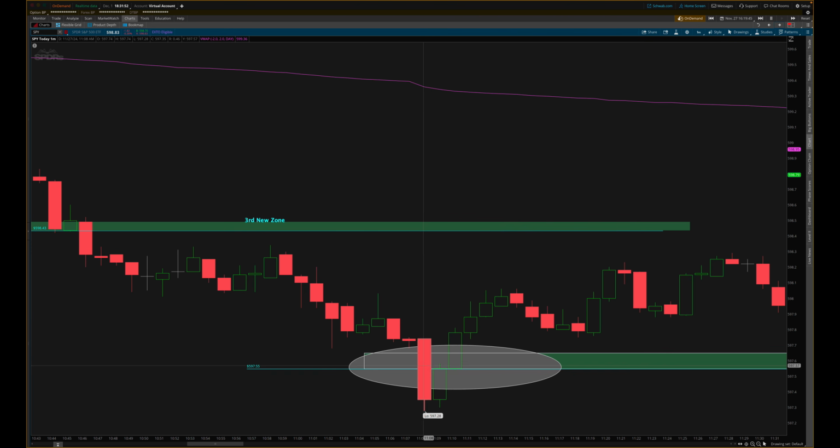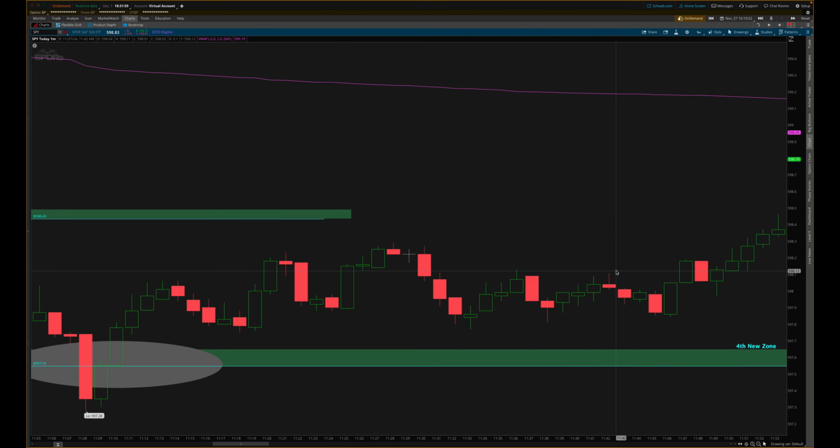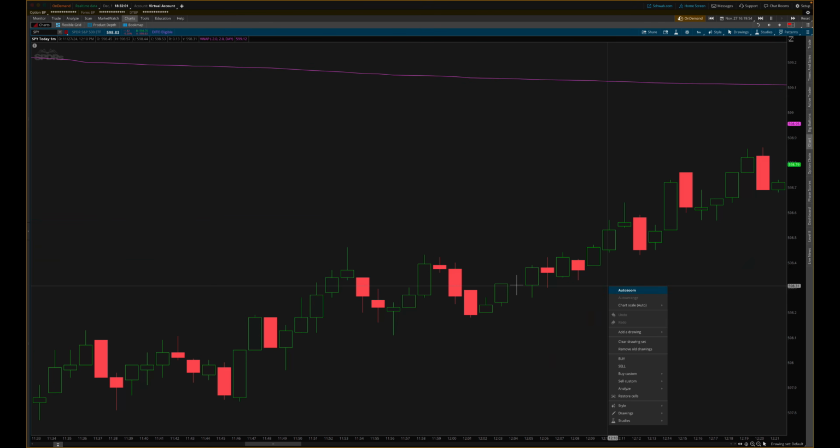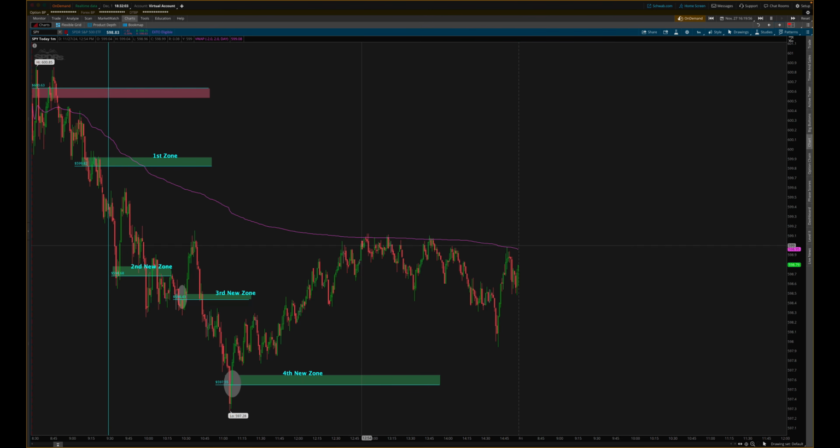So this is that spot. This is where the zone formed, came back around, did not come to tap it. Then it just continued to kind of run up. If I zoom out for you, it ran up the rest of the day, retaining half of what it essentially lost, for that fourth new major demand zone.